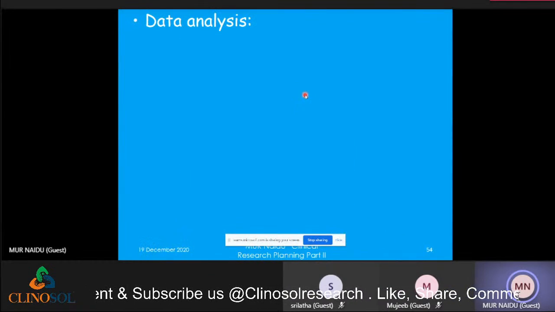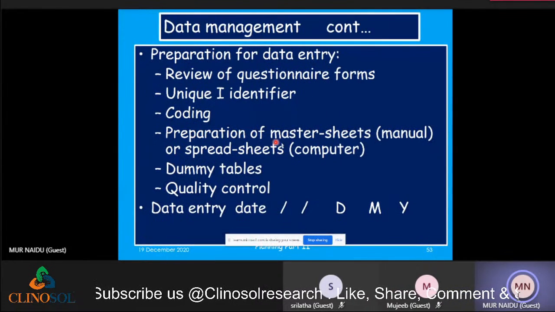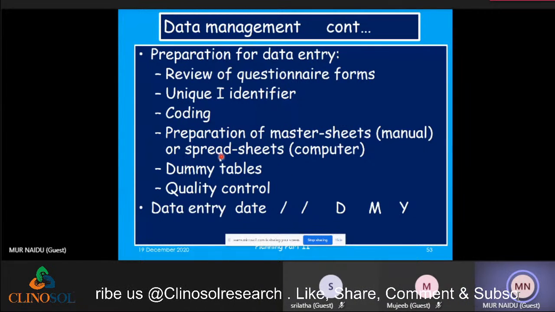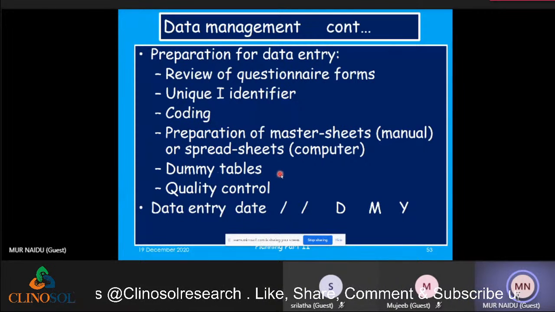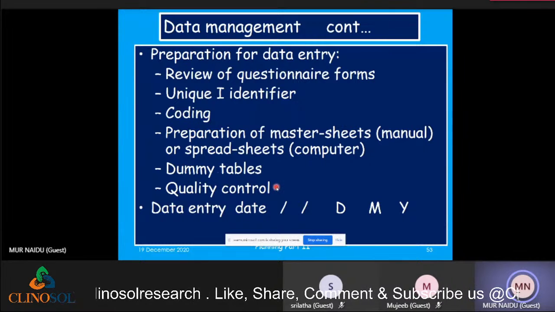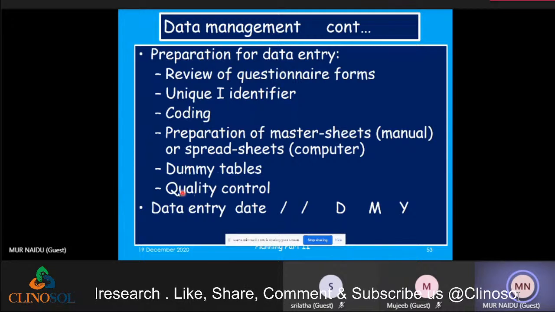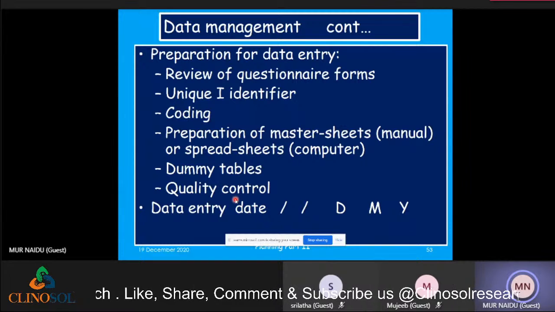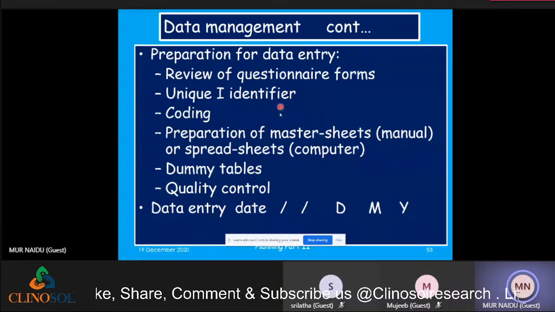There must be a coding, and there must be preparation of a master sheet manually. A dummy table should always be prepared and entered to check whether it is correct or not. There must be a quality control team. They should come and check whether data is entered properly or not. So the quality control also becomes part of data entry. So these are the things in data management.